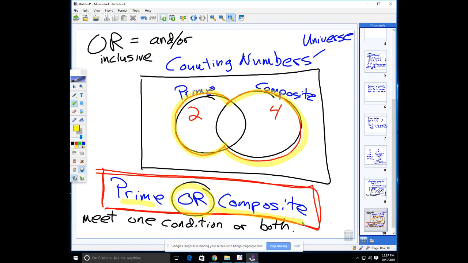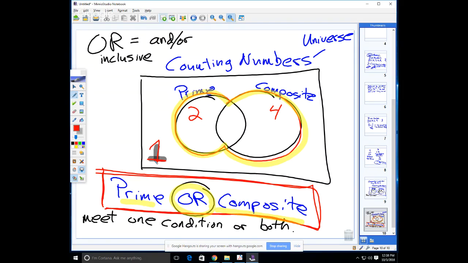So let's see, is 3 in the set prime or composite? Yeah. How about 17? How about 1,125,632? Yeah. How about 1? Nah, 1 lives outside, right? So 1's not in there. So 1 lives out here, so it's neither prime nor composite.